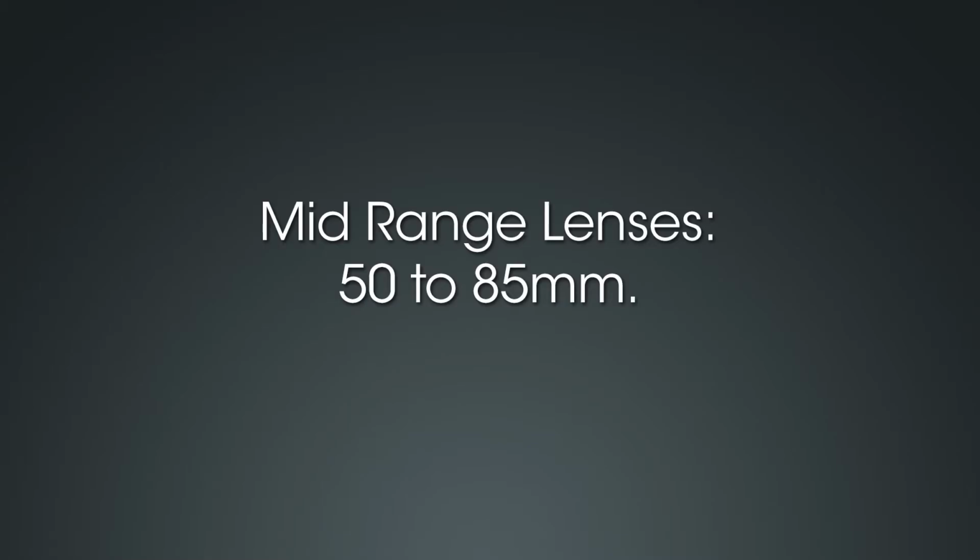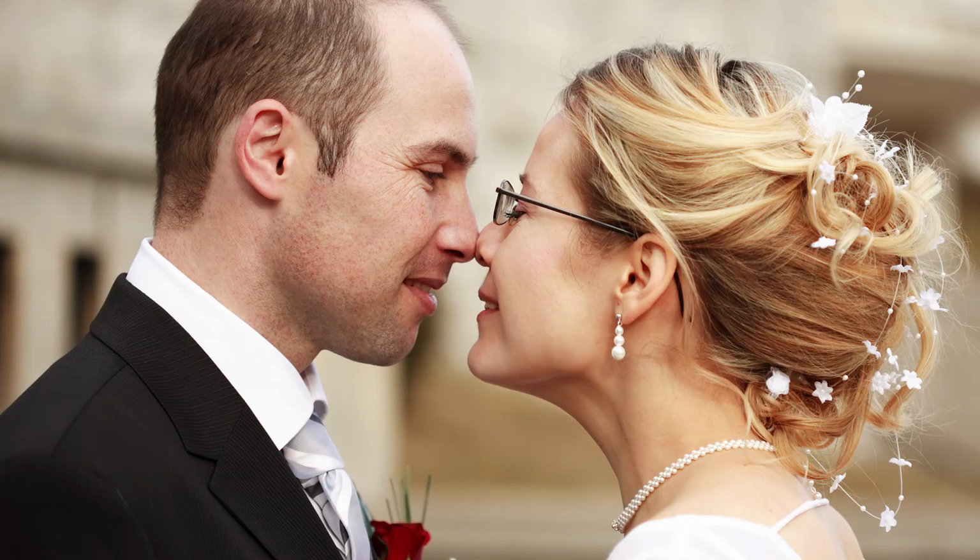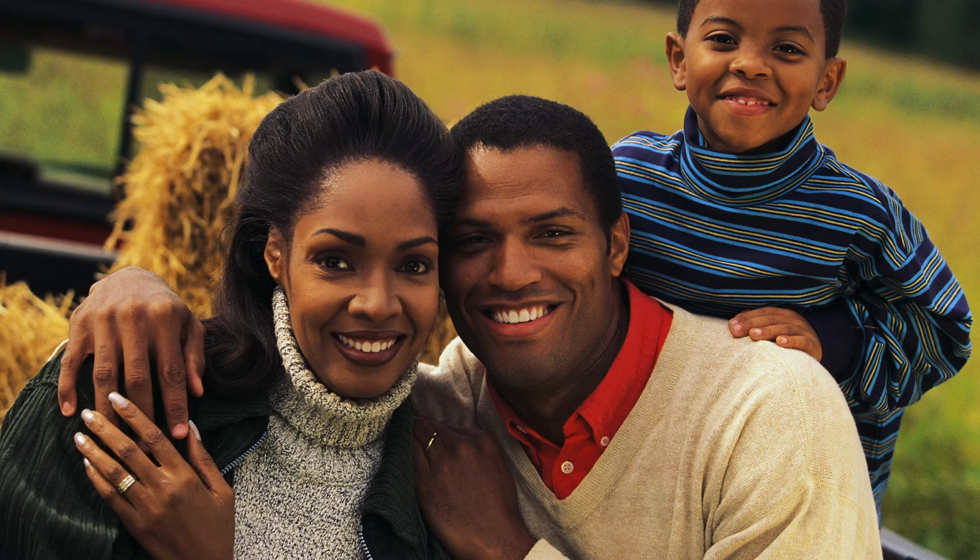Mid-range lenses have between 50 and 85 millimeters. This range of focal lengths is great for family snapshots, portraits, and vacations. The 24 to 120 lens also falls into the mid-range category. These lenses are often referred to as walk-around lenses because they're so versatile and can be used for a variety of subjects and shooting scenarios.